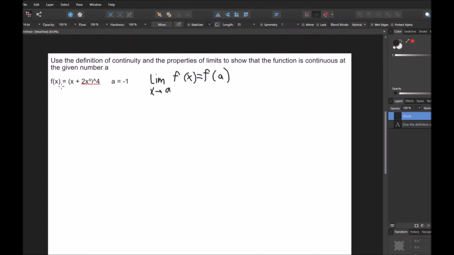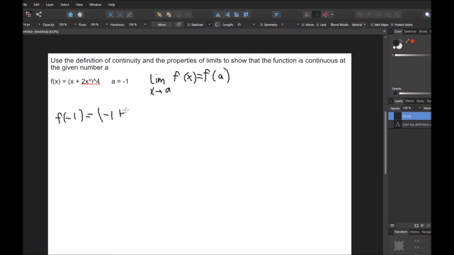And the function we're given is x plus 2x cubed, and all of that is raised to the 4th. So what I'm going to do is first do f of negative 1, and then I'm going to do the limit as x approaches negative 1 of f of x. So let's start with f of negative 1. F of negative 1 is going to be, I'm just going to plug in negative 1 wherever I see x.